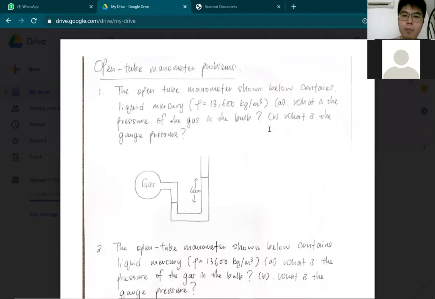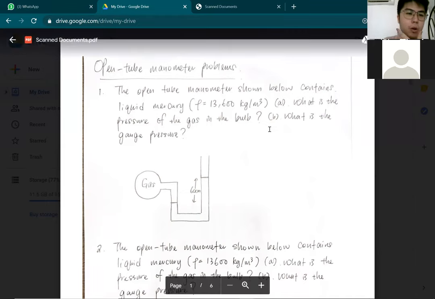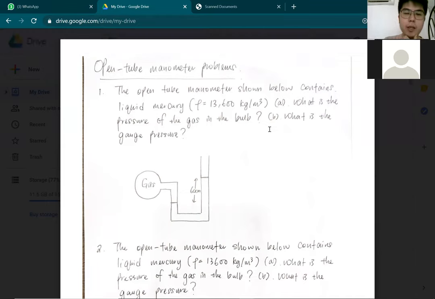Now the open tube manometer shown below contains liquid mercury, right? What is the pressure of the gas in the bulb? A manometer is used to measure the pressure of gases. Now, what is the pressure of the gas in the bulb? And also B, what is the gauge pressure? Okay, now how do we do this?